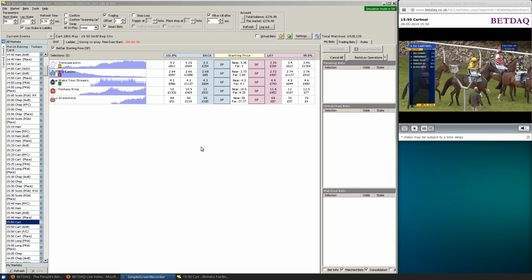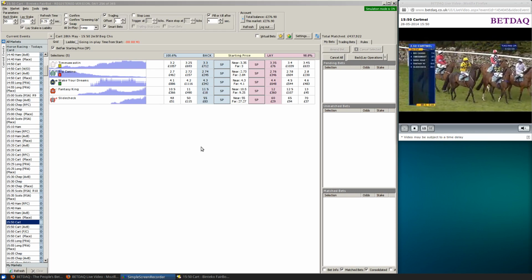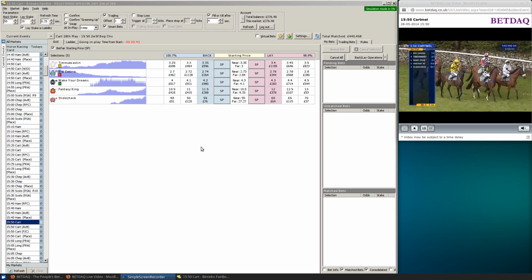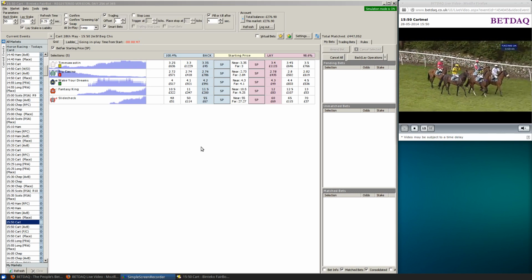So we're just waiting for this race to start. Shouldn't be long now, just lining up, and we'll do the same sort of thing, but covering 3 bets per horse at a third of our total liability.